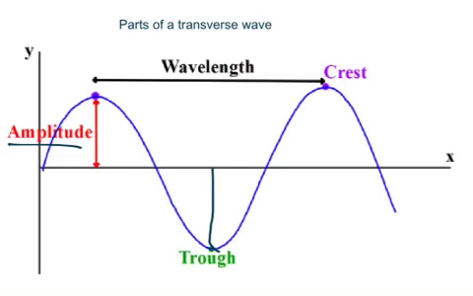So make sure you have this on your paper, the parts of the transverse wave. We want to measure its wavelength, how long it is, how far it goes, but we also want to measure how tall it is by using the crest to the resting point, and then how low it goes down to the trough.